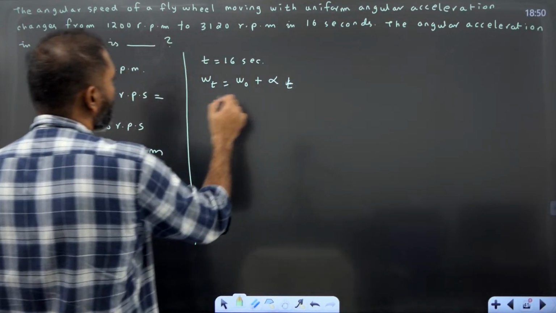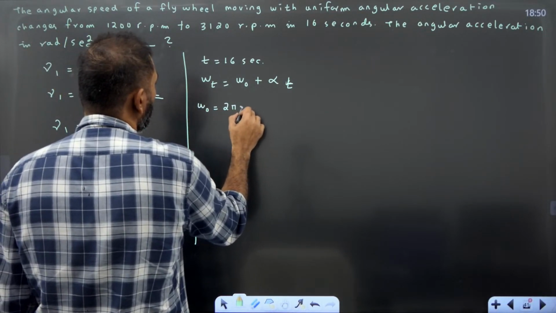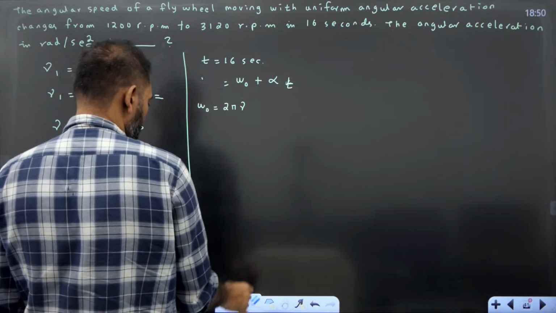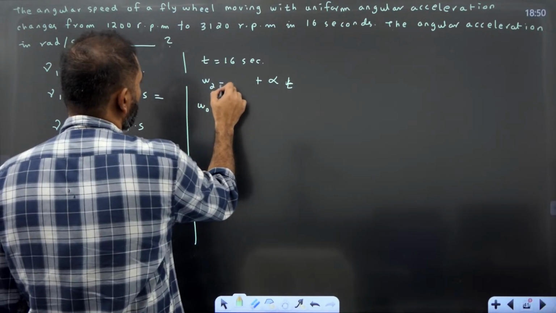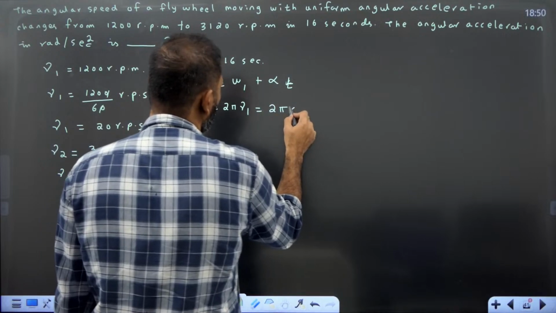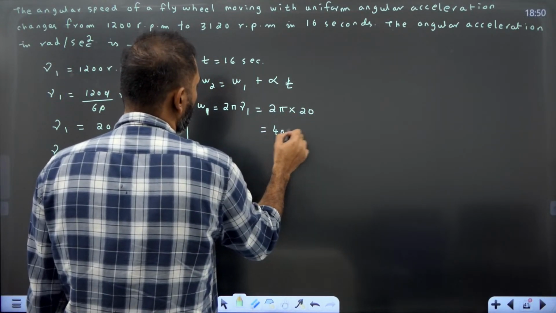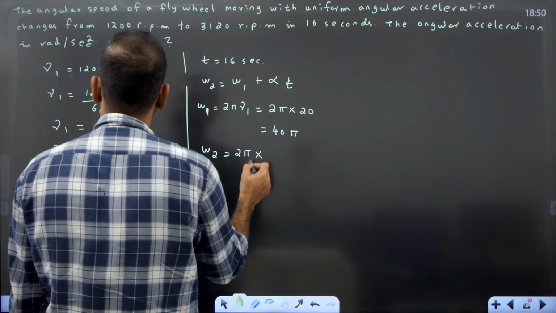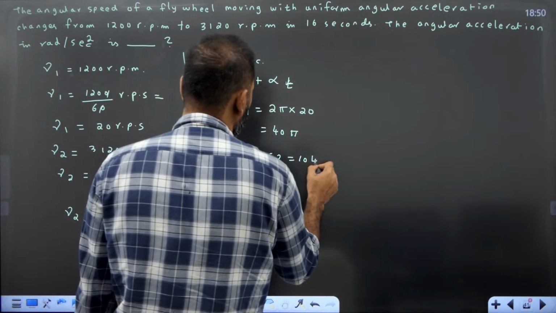But the problem is that I don't know omega t. So what is omega 0? 2 pi nu. Or maybe instead of omega t, I should write omega 2, final angular velocity, is equal to initial angular velocity. So omega 1 is equal to 2 pi nu 1. So 2 pi into, instead of nu 1, I should write what? 20. That is 40 pi is the omega 1. Omega 2 is equal to 2 pi into 52. That is 104 pi.